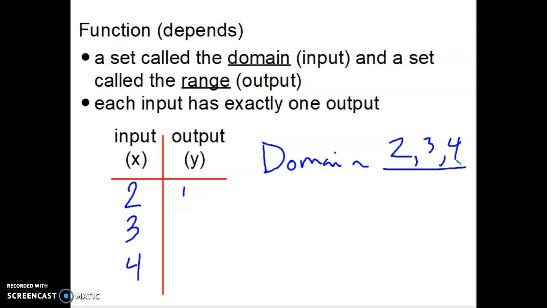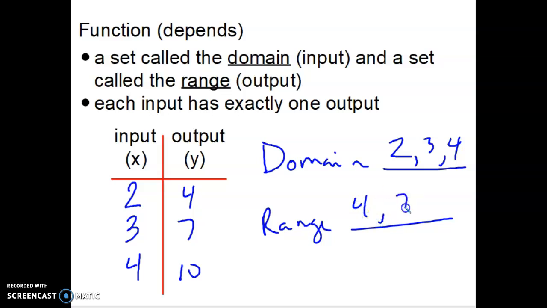Now, if our output is 4, 7, and 10, we would say that our range for this is simply those specific numbers, 4, 7, and 10. More specifically today, we're going to look at this table and determine, is this table representing a function? And what we need to know is if each input has exactly one output.